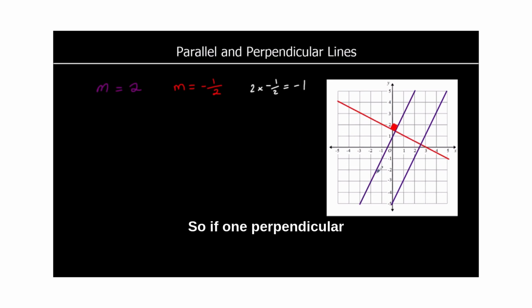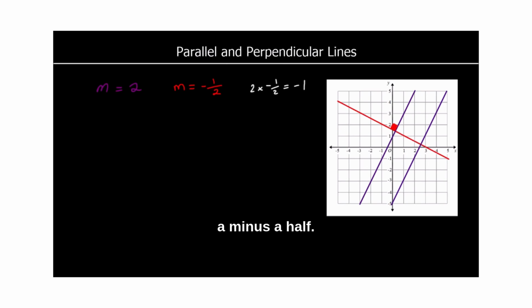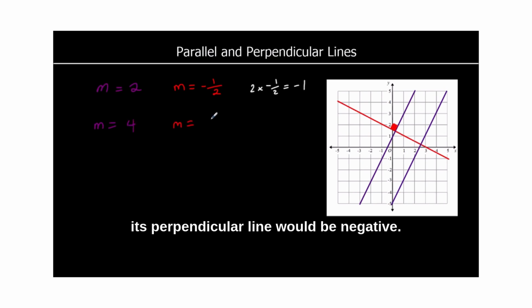So if one perpendicular line is positive, the other one will always be negative, and the gradients are flipped over. So a gradient of 2 for one means the other one's got a minus a half. If one had a gradient of 4, its perpendicular line would be negative, and the reciprocal of 4, which is 1 over 4.